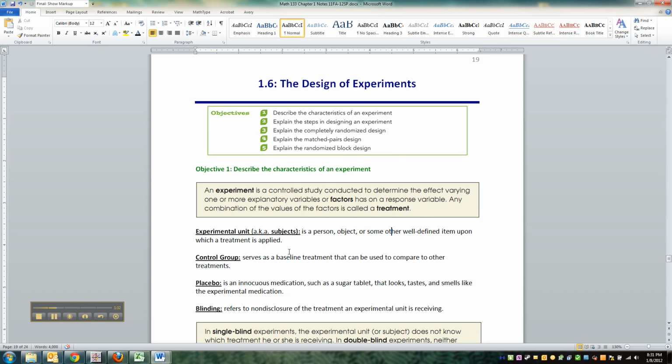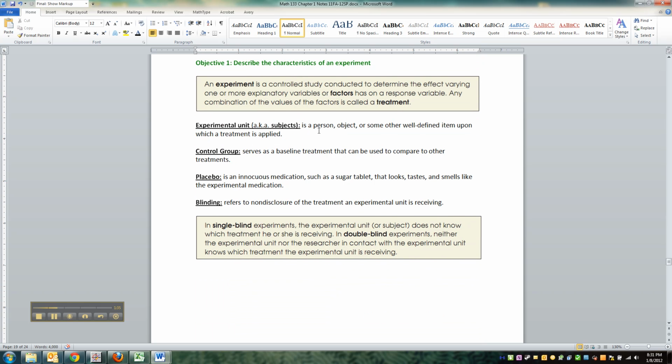More definitions. An experimental unit is a person, object, or some other well-defined item upon which the treatment is applied. I'm thinking of the smoking and lung capacity study we saw many sections ago. The experimental units were the women who were smokers. You were trying to see if smoking, the explanatory variable, affected the response variable, which was lung capacity. The control group serves as a baseline treatment that can be used to compare to other treatments. For example, we have a group of people who don't smoke, and a group of people that do smoke.